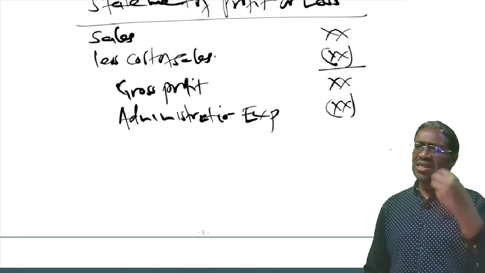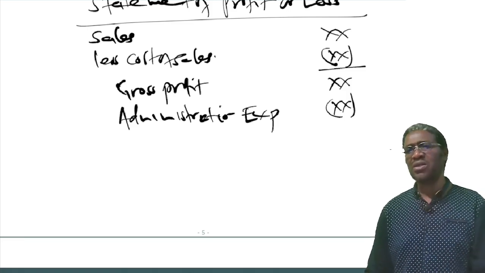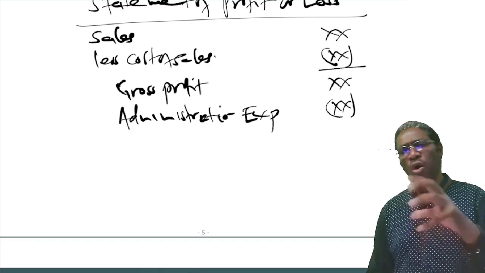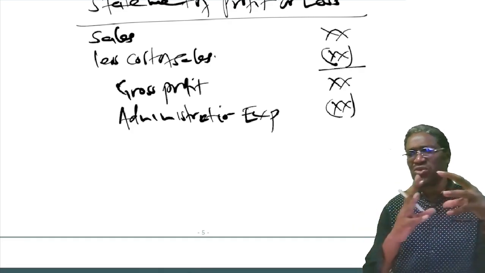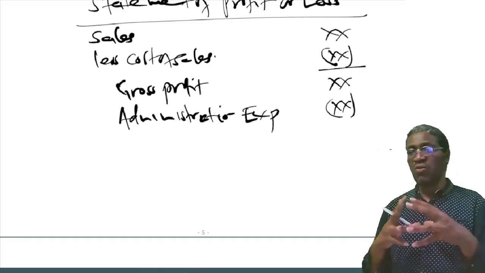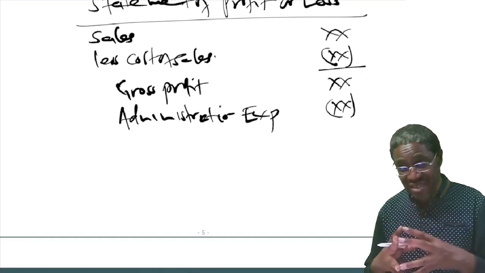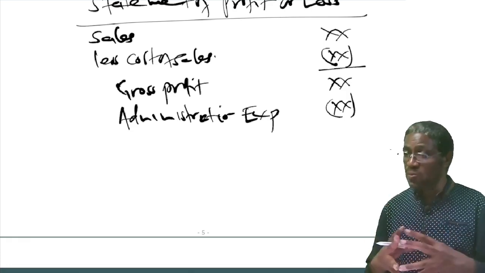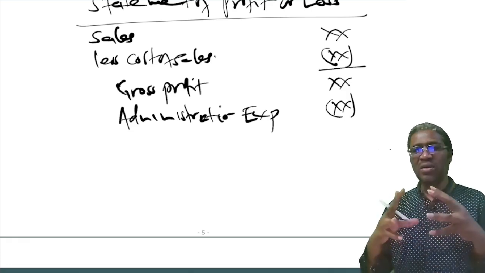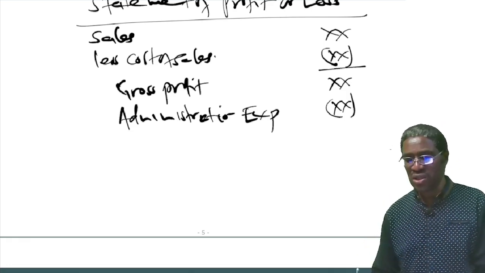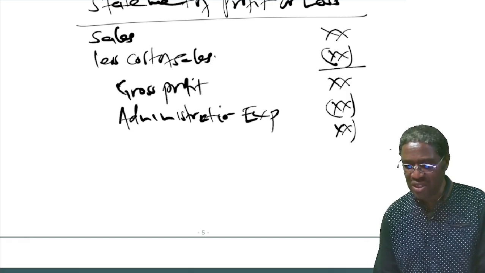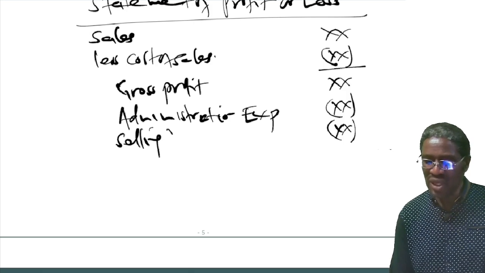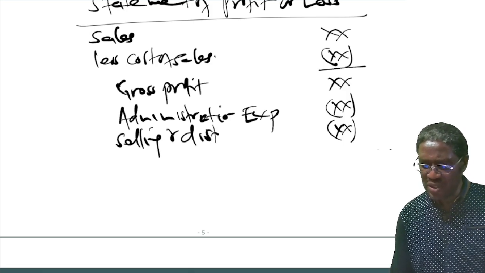Advertising is an example of selling and distribution expense. Provision for bad debts comes because of selling. All those expenses that are related to selling and distribution of your goods, don't show them individually on the face of the income statement. Combine them, bring them as a single amount on the face of the income statement, and show it as a single amount by the name of selling and distribution expenses.